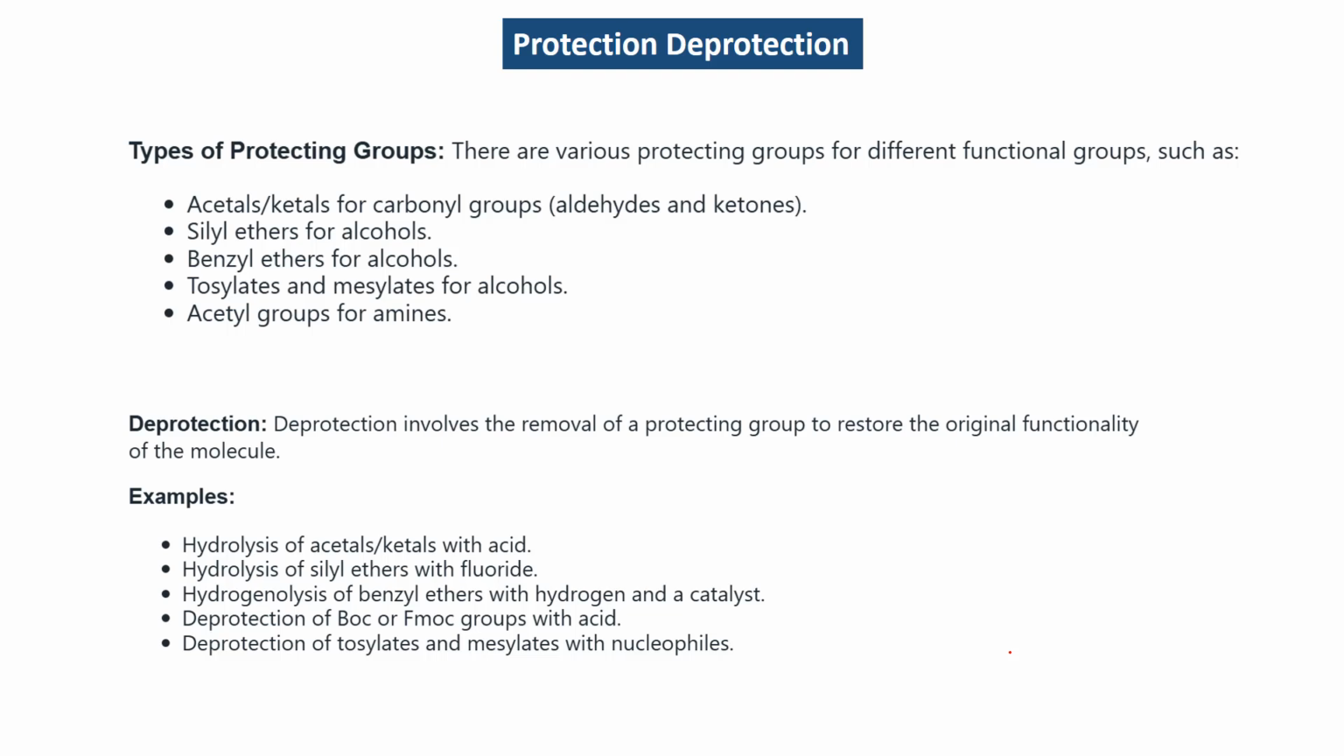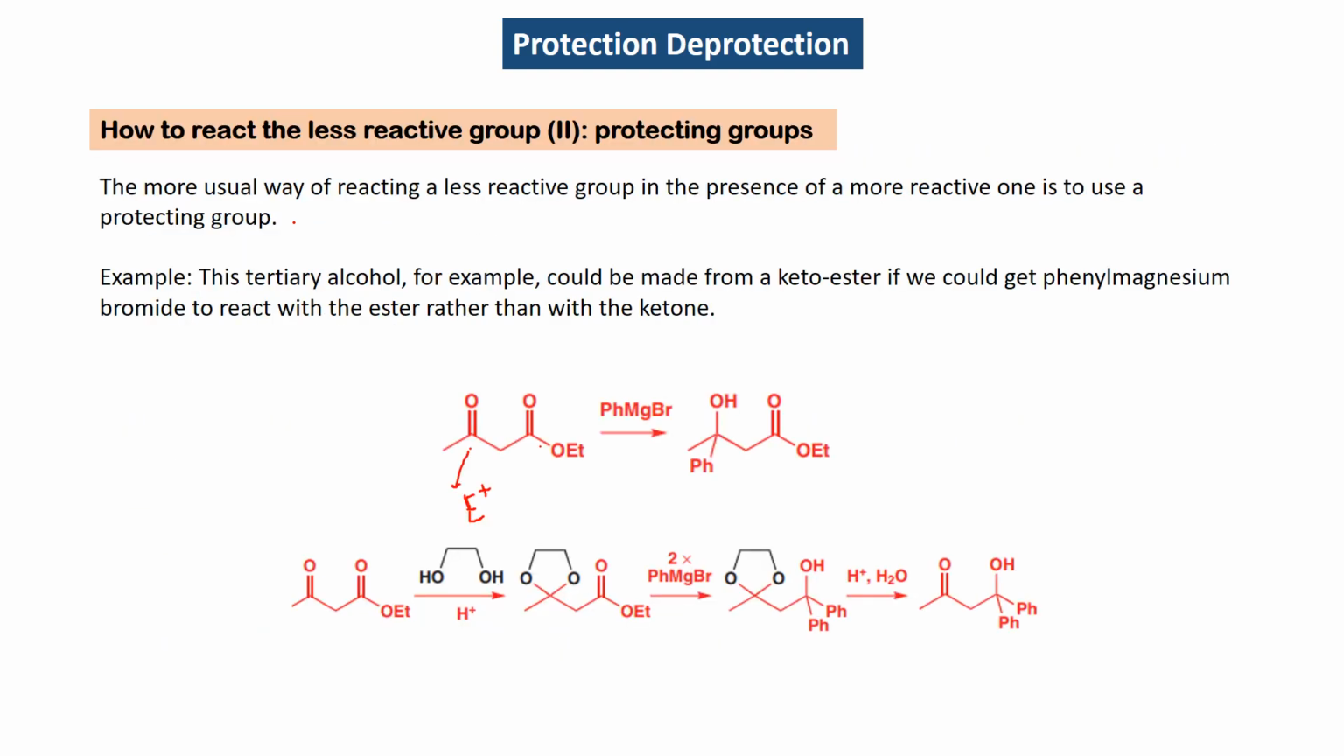So different types of protecting groups are there to protect different types of functional groups. For all the functional groups you can't use the same protecting reagent. So usually for carbonyl group, as you have seen, we use this acetal or ketal, like the dihydroxy type of compound. After protection, this is called ketal, and if it was an aldehyde, it would be called acetal.